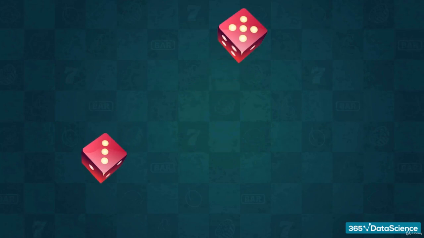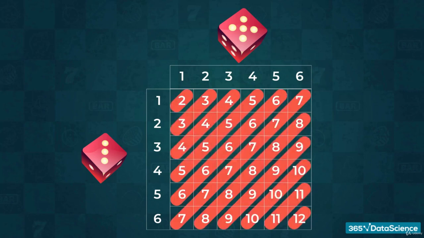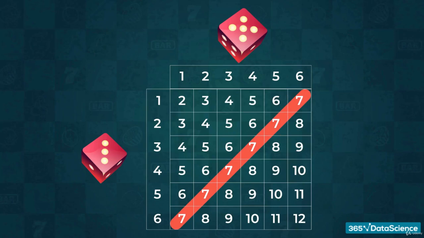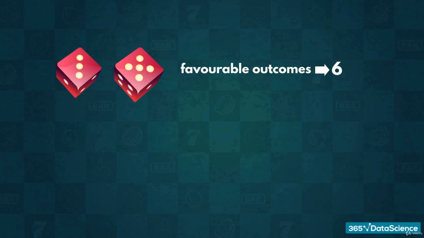For clarity, we can write out the results in a 6x6 table, where we write the sum of the 2 dice. You can clearly see that we have repeating entries along the secondary diagonal and all diagonals parallel to it. Notice how 7 occurs 6 times in the table. This means we have 6 favorable outcomes.